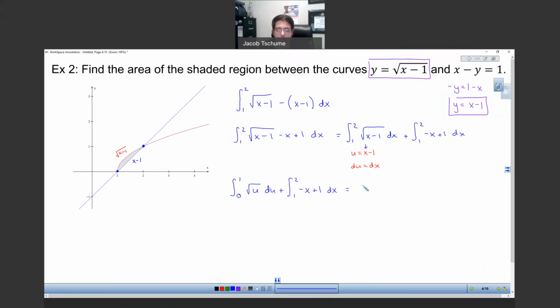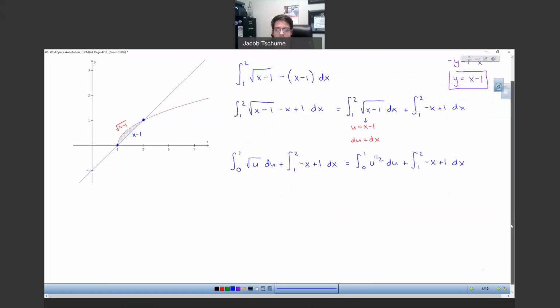All right, so rewriting that first integral, you will have the integral from 0 to 1 of u to the 1/2 du plus the integral from 1 to 2 of negative x plus 1 dx. All right, so now we can finally integrate.